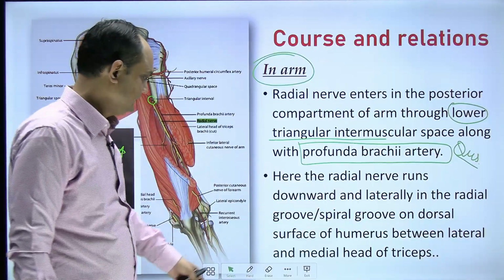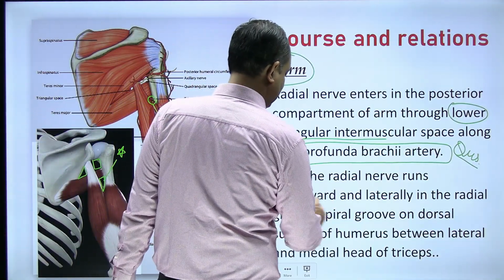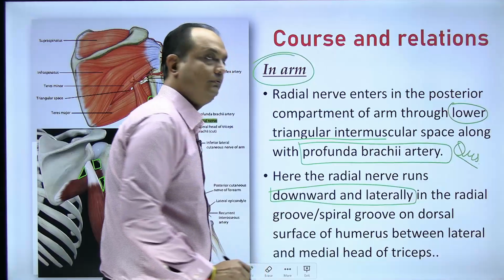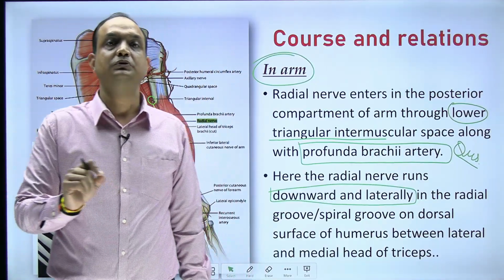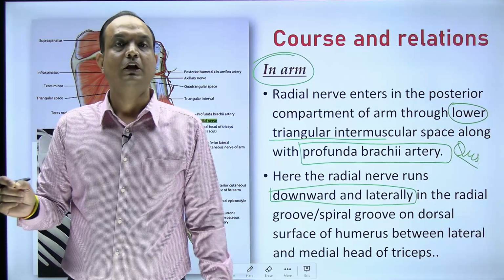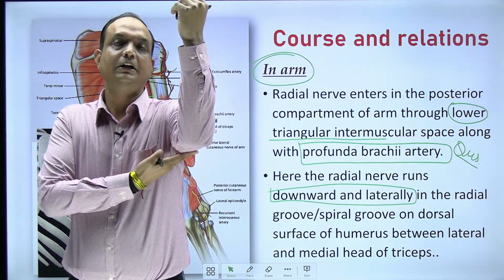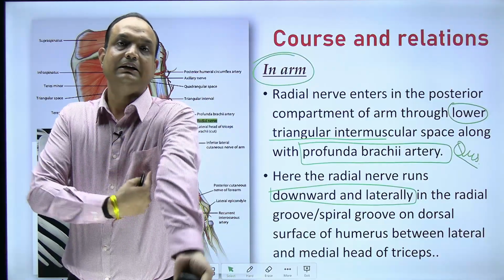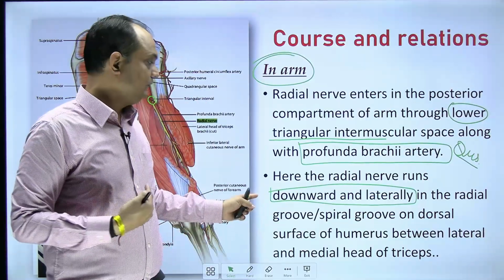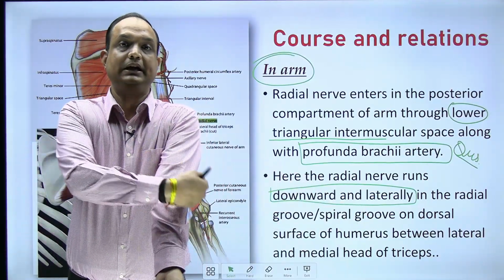Now see, this direction is again important, because so many times you have this question: draw the radial groove on the dorsum or the posterior surface of your humerus. So when I am drawing the radial groove on the posterior surface of the humerus, I have to keep in mind that the direction is downward and laterally. So I have to go like this.